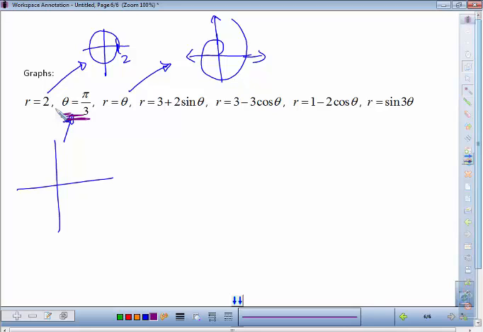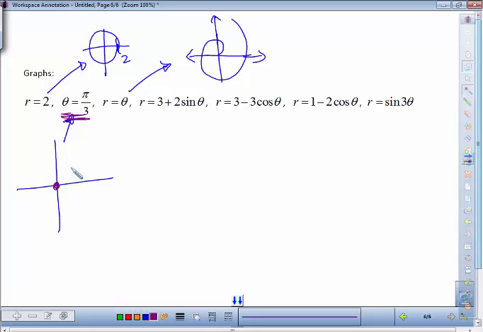I have theta is equal to pi over 3. There's no r. What did I just say? I just said there's no r. Doesn't matter what r is. Theta is always going to be the same. So what do you think it's going to look like? Vertical line, horizontal line? Remember, it doesn't matter what r is. R could be 0.